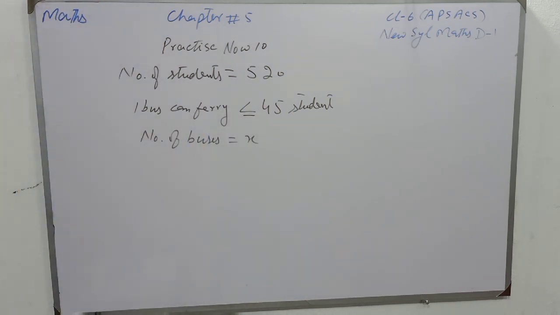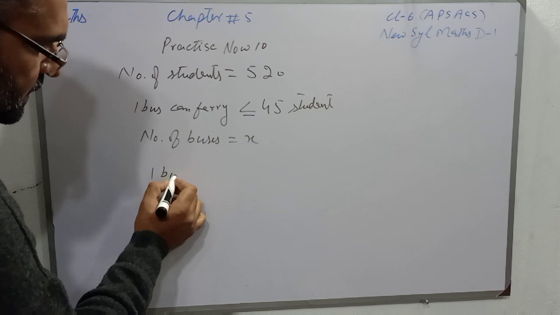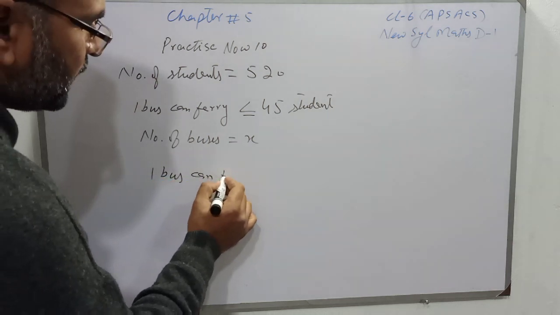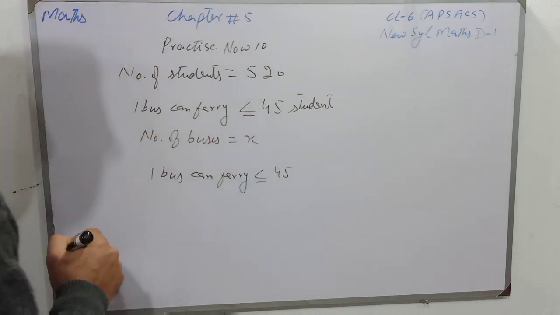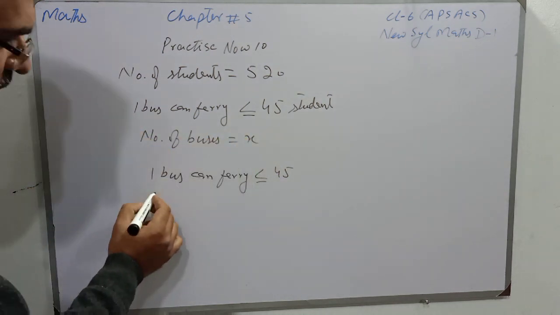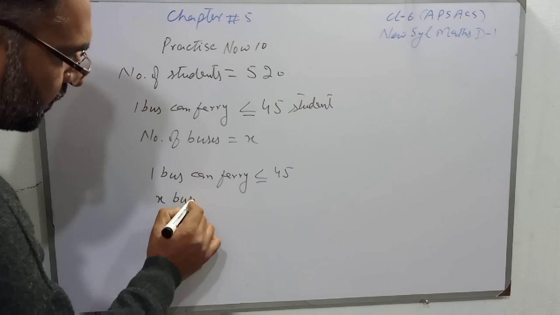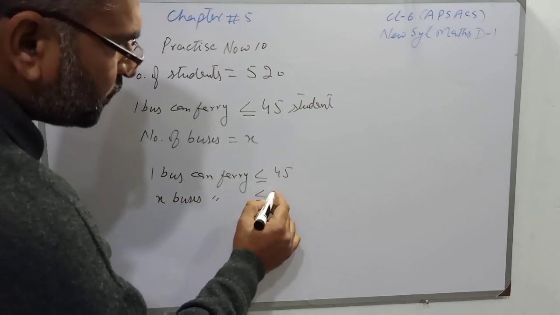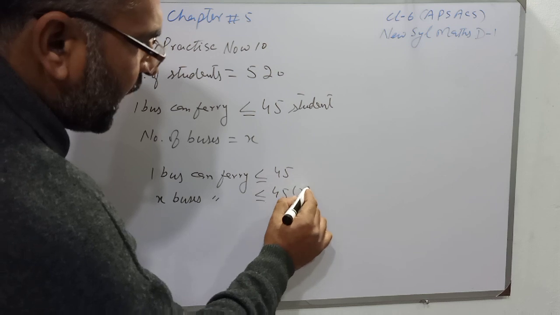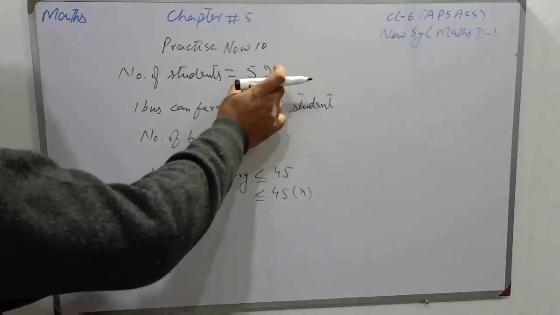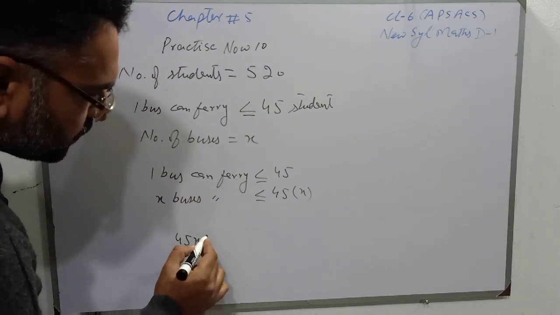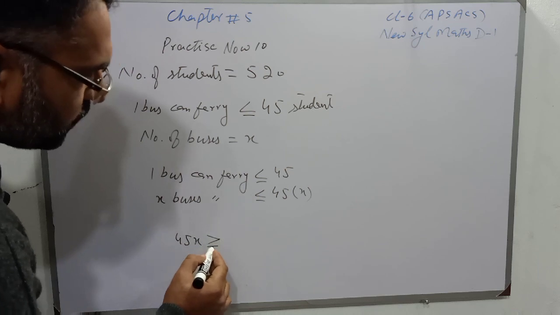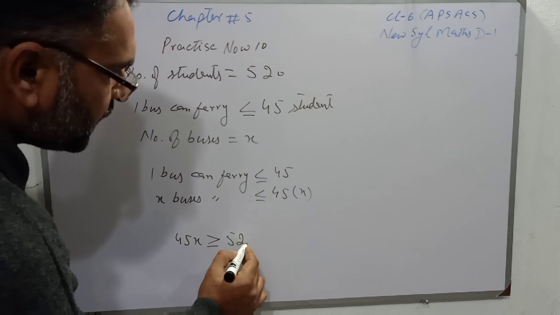Now students, we will solve this question in this way. One bus can ferry less than or equal to 45 students. And students, we have to find the number of buses. So x buses can carry less than or equal to 45 times x students. And the number of students is 520. So 45x students are more than or equal to 520 students.